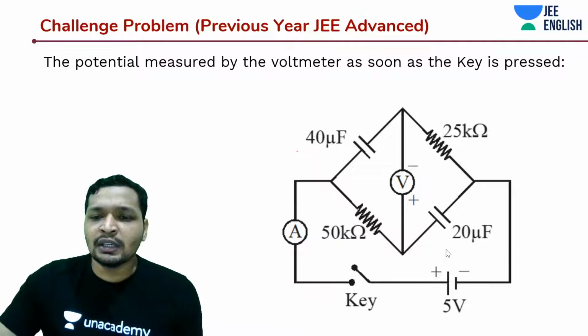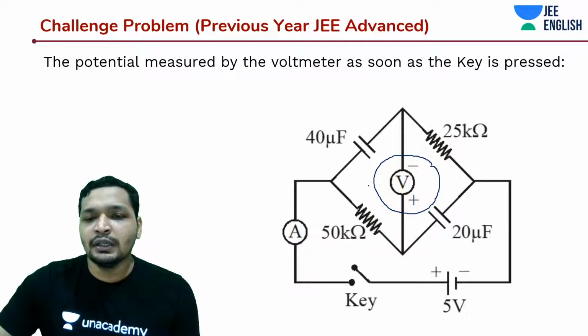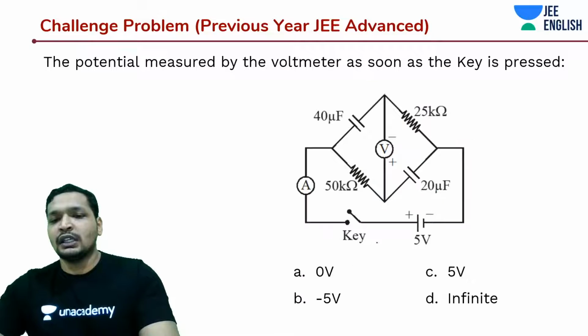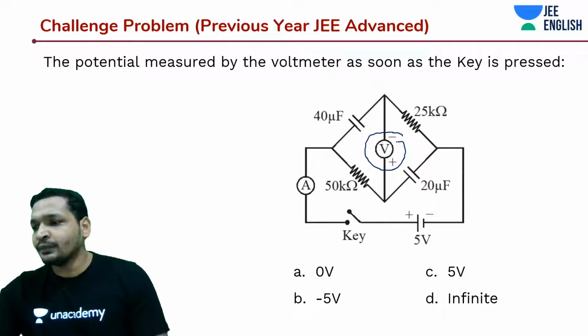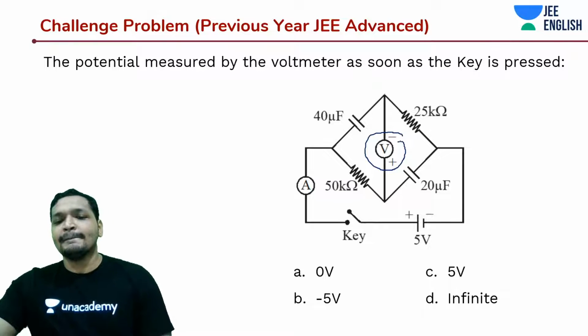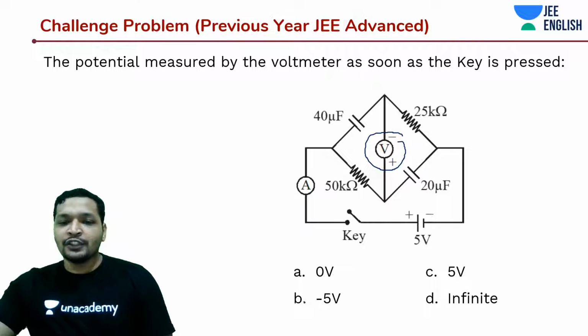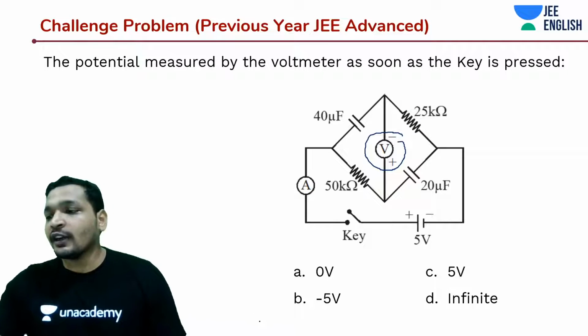They're not asking what is the potential across the voltmeter, but rather what is going to be the potential across the voltmeter as soon as you close the key. Okay, as soon as you close the key, what is the potential? Any guesses? What should be the potential in this case? Whether it should be 0 volts, 5 volts, minus 5 volts or infinite.